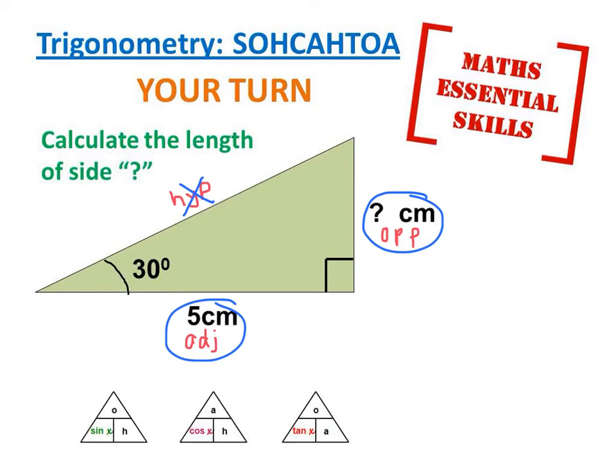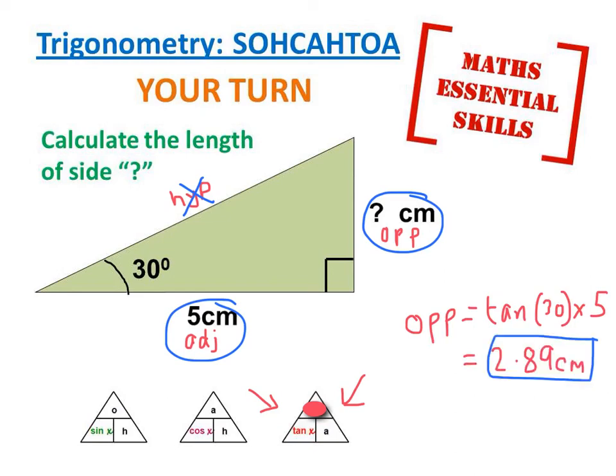Step 4, cover up the part you want to find out. Now let's write down the calculation that we've been left with. And finally write down the answer given on the calculator. Always check to see if it's reasonable. Well, here the longer side shown is 5 centimetres, so an answer of 2.89 is definitely reasonable. I'm satisfied with that answer.